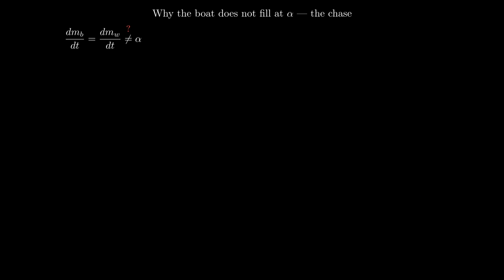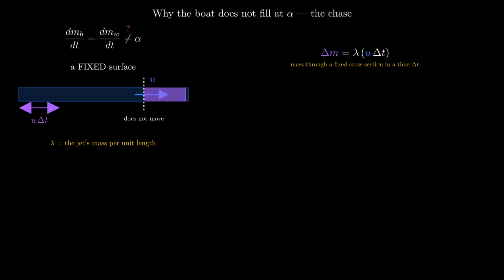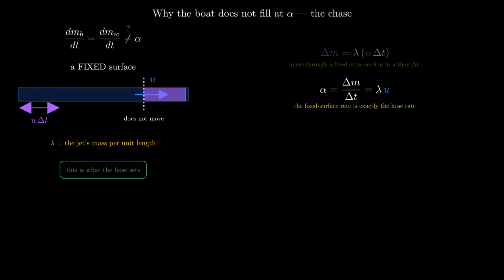To find the true intake rate, describe the jet by its mass per unit length, lambda. First, watch the jet stream past a fixed surface, a cross-section that does not move. In a time delta t, a length u delta t of jet flows through it, carrying mass delta m equals lambda times u delta t. Divide by delta t. The mass rate through a fixed surface is lambda times u. That fixed surface rate is exactly what the hose sets. So alpha equals lambda u, which gives lambda equals alpha over u.